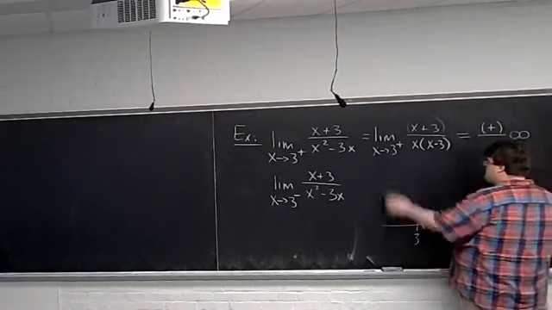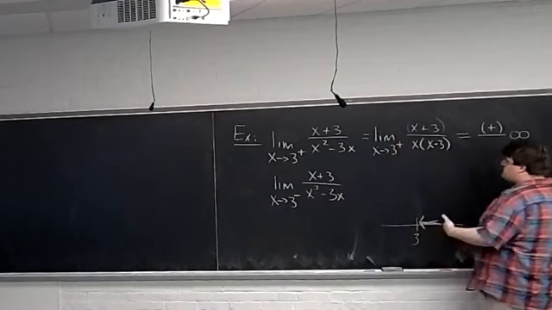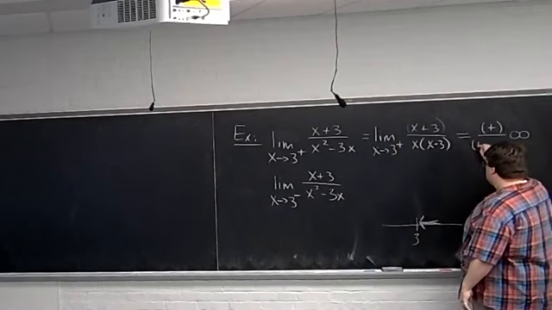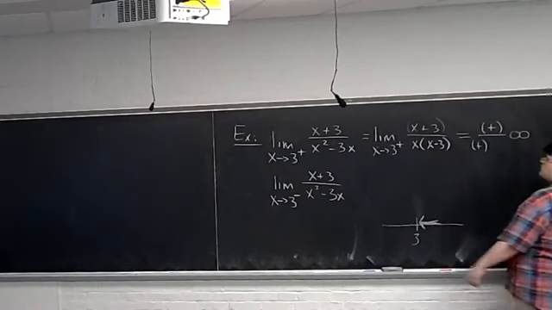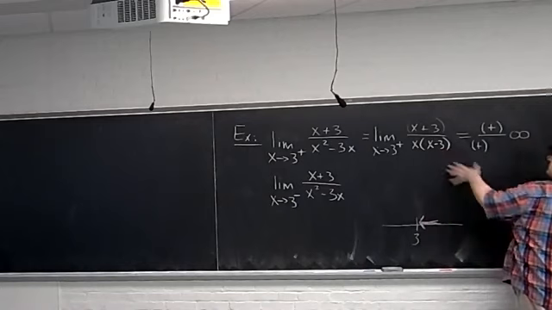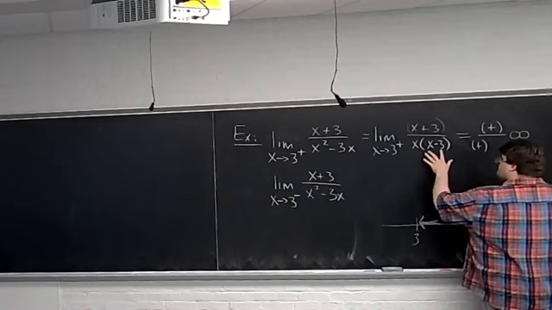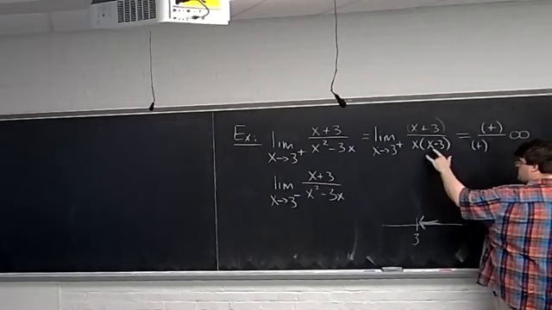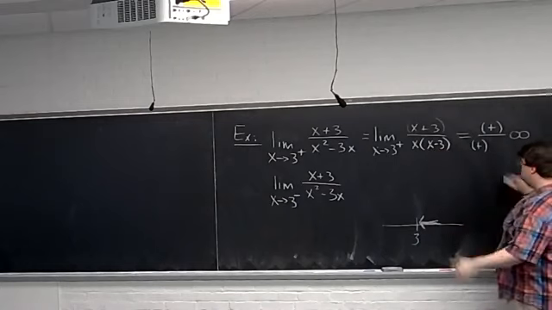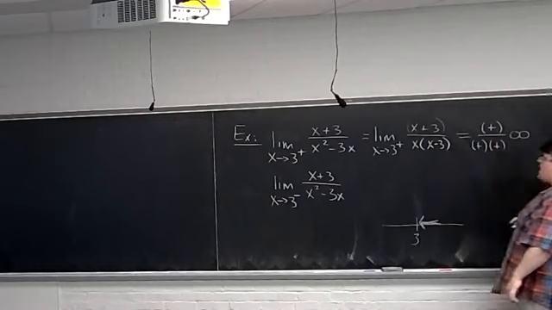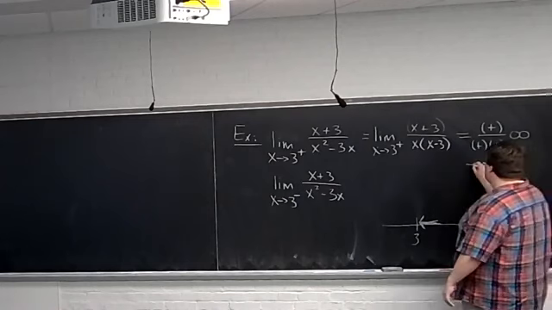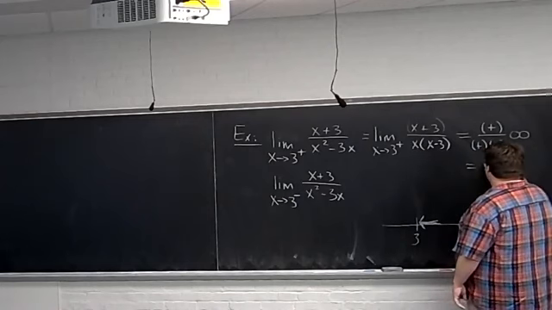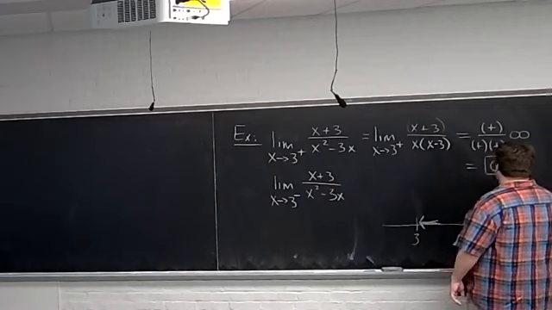On the right of 3, what happens to x? Well, it's still a positive number. On the right of 3, what happens to x minus 3? So on the right of 3, you take numbers larger than 3, subtract 3, well, you still have a positive number. So in that first one, we have 3 positives multiplied and an infinity, which gives us a positive infinity.